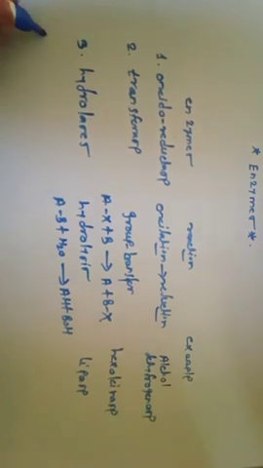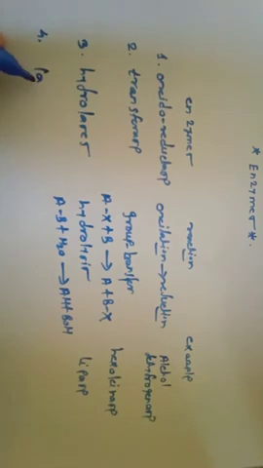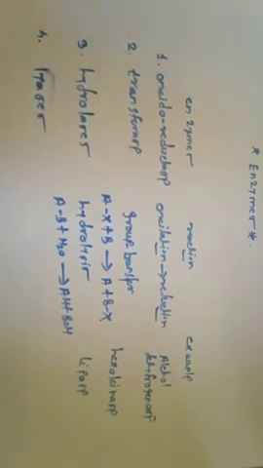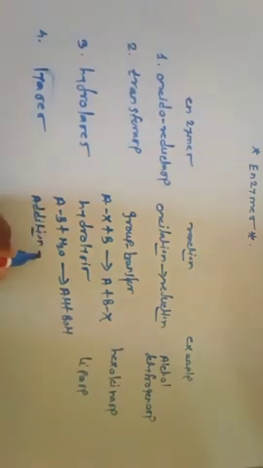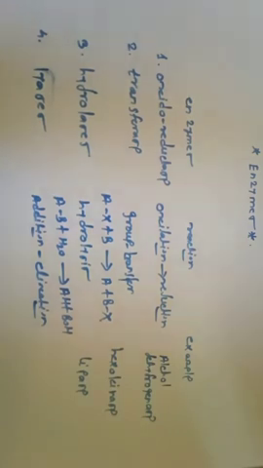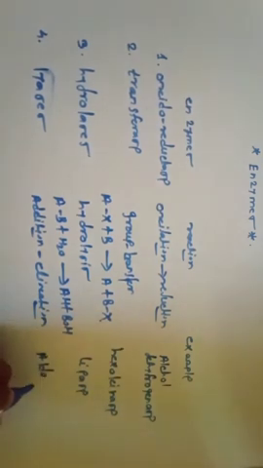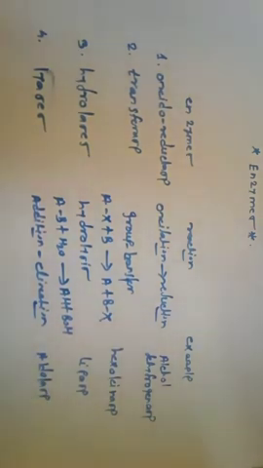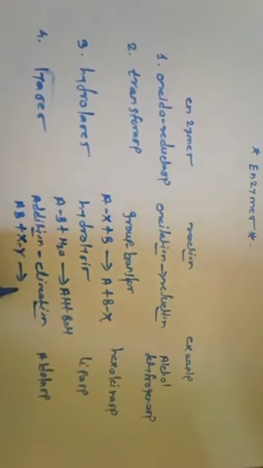Then the next one, the fourth one, is lyase. This lyase is involved in addition elimination reactions, and its example is aldolase. Addition elimination reaction means AB is there plus XY is there, so we get the formation of AX and BY. So they are involved in addition elimination reactions.